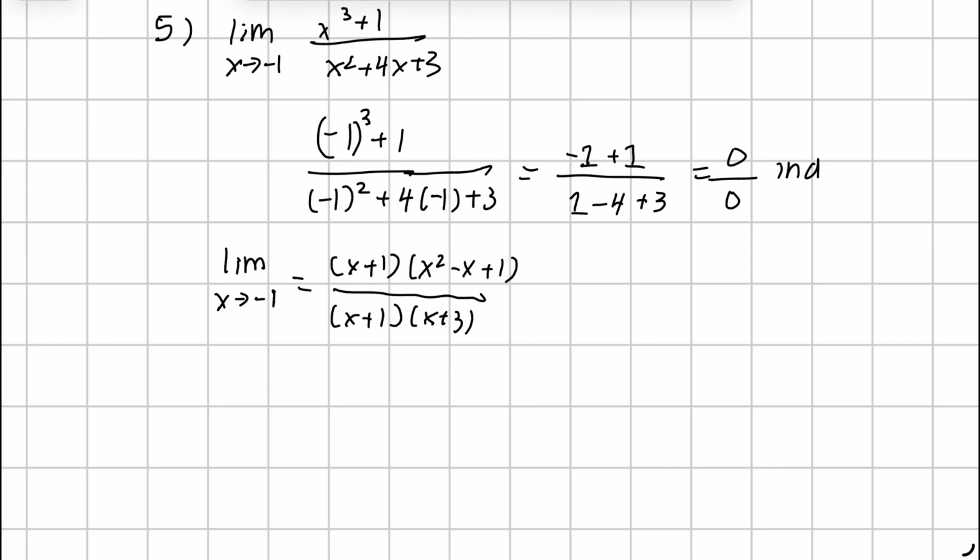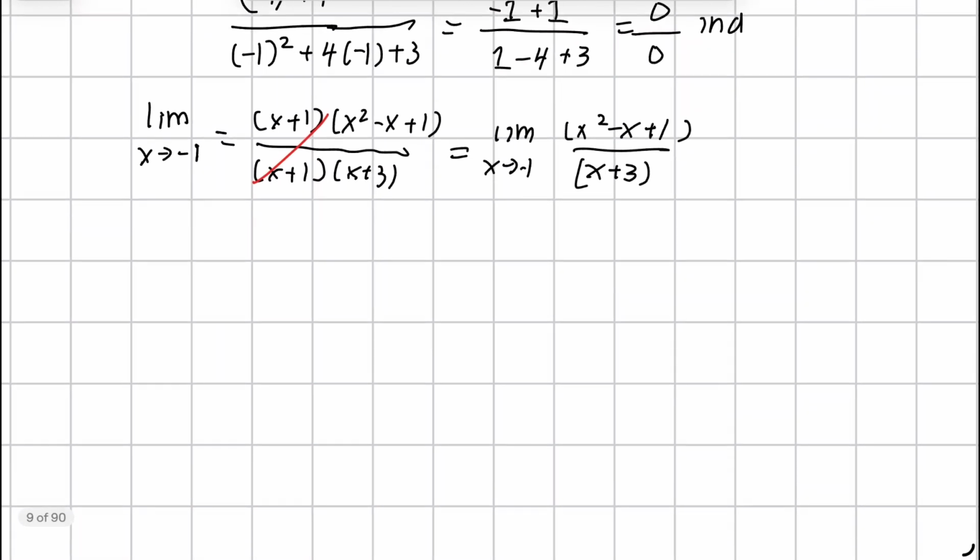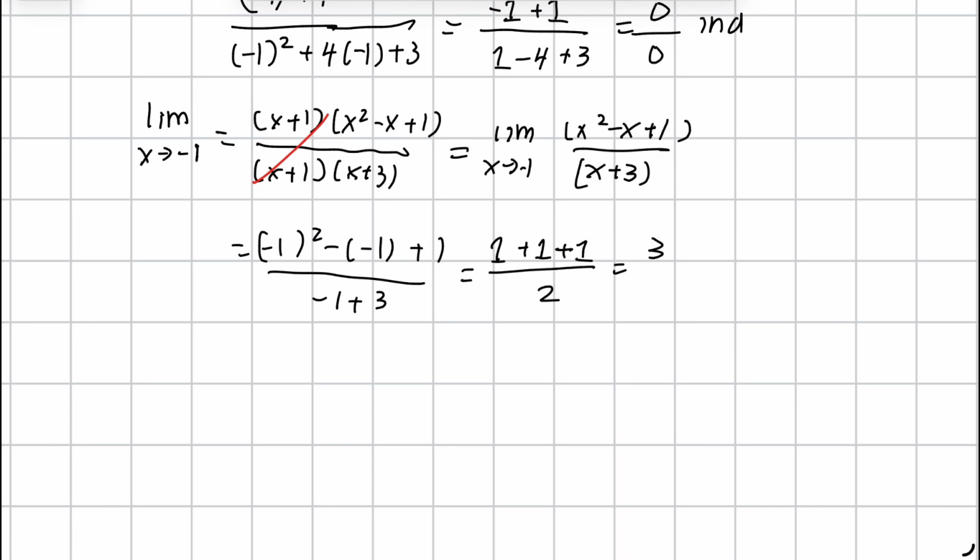So you can cancel out the common factor of x plus 1, and then you just have x squared minus x plus 1 over x plus 3. Now, this is a form we can directly substitute into. So we have -1 squared minus -1 plus 1 all over -1 plus 3. -1 squared is 1, and then -1 times -1 is positive 1. Plus 1 is positive 1. All divided by 2 is 3 over 2.